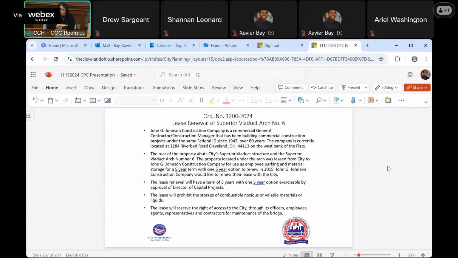The lease renewal term will be 5 years with one 5-year option exercisable by approval. They will not have any combustible, noxious or volatile materials or liquids. Nothing will blow up. Yeah, nothing that's going to be a danger to the public, only cars. And we will reserve the right to still be able to do maintenance on this bridge if needed.